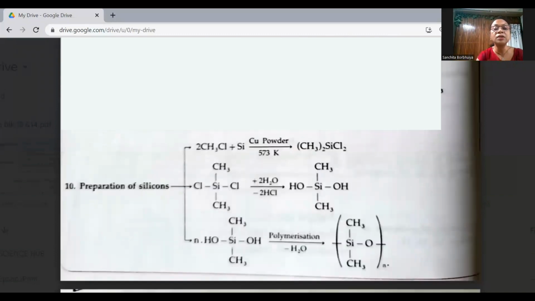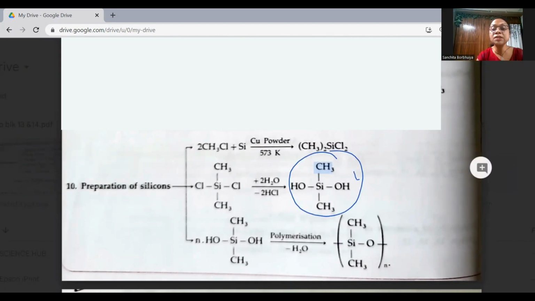Next, going on to the preparation of silicones. When chloromethane is treated with silicon in the presence of copper powder at 573 Kelvin, it gives you dimethyl silyl chloride. So dimethyl silyl chloride, when hydrolyzed, gives you this dihydroxy dimethyl silane, which is used for the preparation of the polymer, which is SiCH3CH3O repeated a number of times. Okay, so this gives you silicone, which has a lot of pharmaceutical uses as well as in the cake industry.